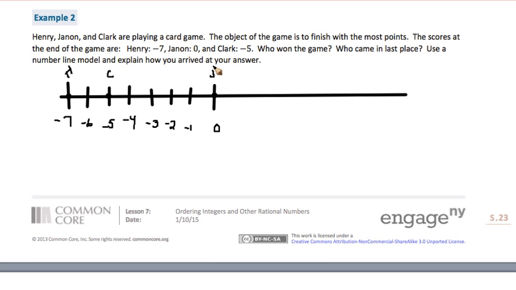Now, who won the game? Well, that would be the score that is the highest, because the object of the game was to finish with the most points. So Janan won. Henry came in last place because his is furthest to the left. And your answer should include an explanation written, although mine was verbal.